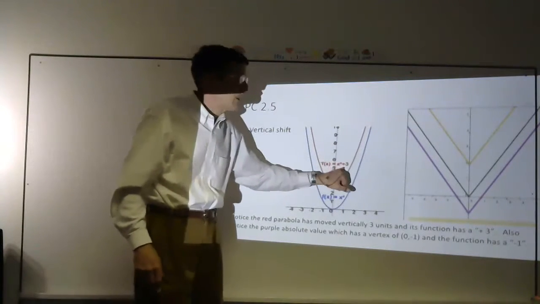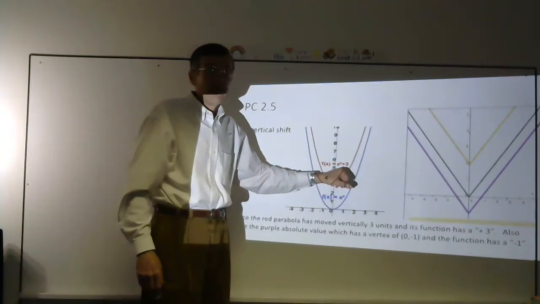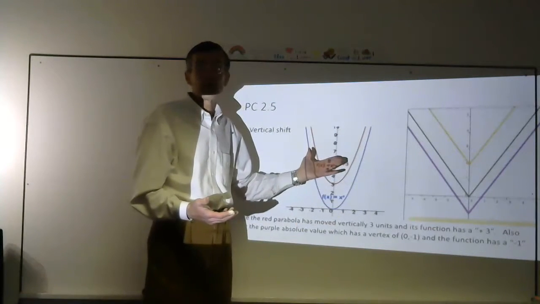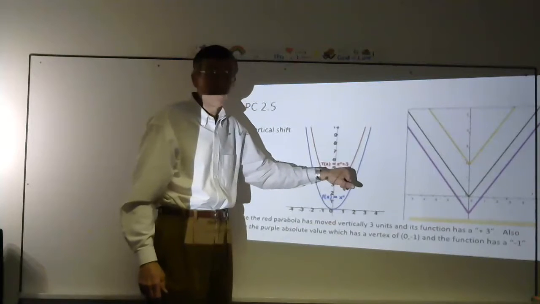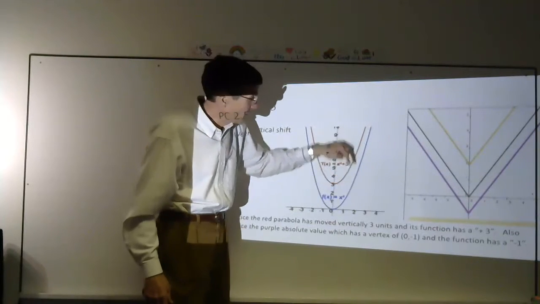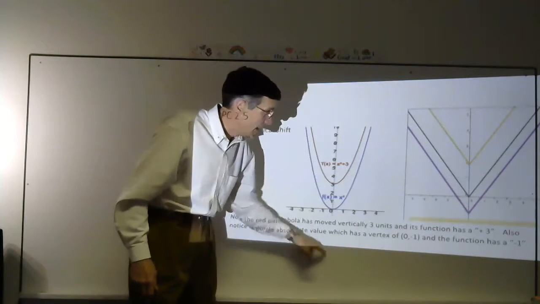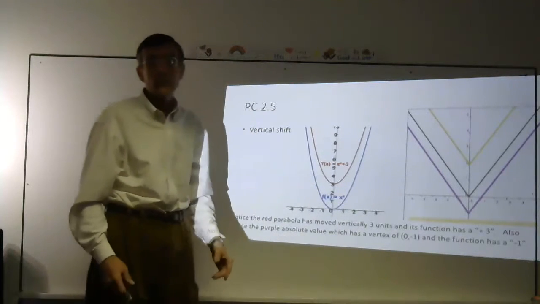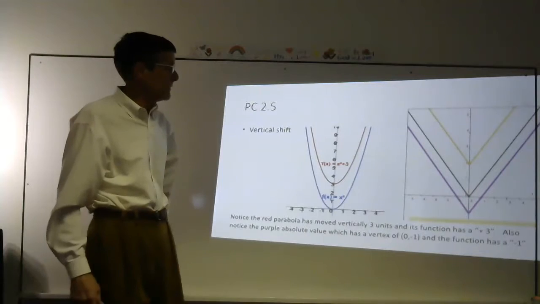So if you see a plus 3 on the end of a parabola, on the end of an x squared, you know it simply goes up 3. If you saw a minus 5, it would pull it down 5. Still centered on the y-axis, but it'd be down 5.